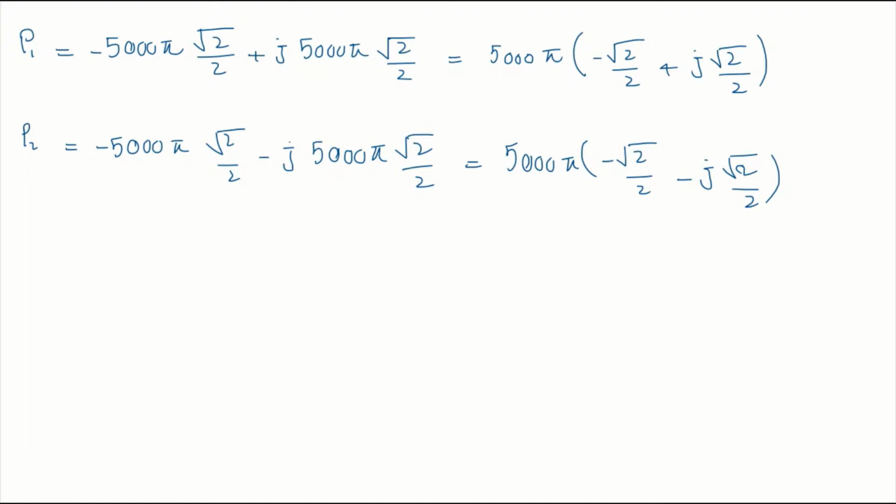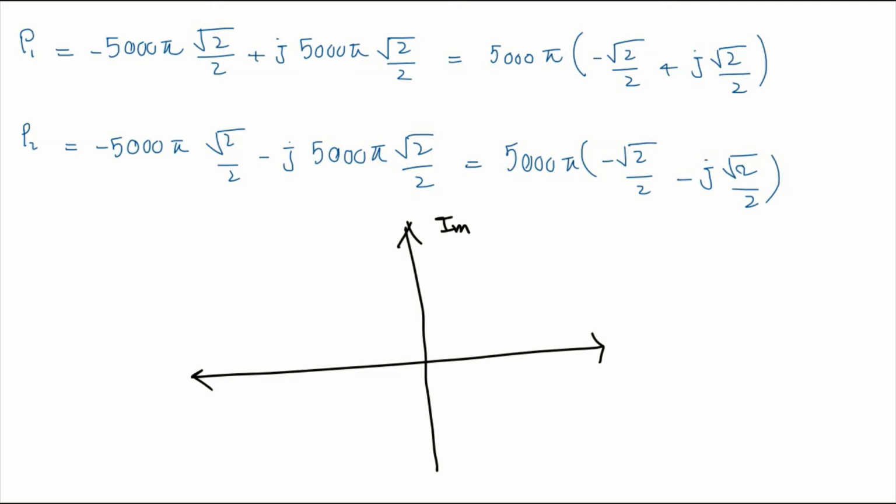And if I want to plot this, these are complex numbers. So we have a system like this here. This axis is for the imaginary part of the complex numbers and the horizontal axis is for the real part. Let me label this by 5000 pi, and label here minus 5000 pi, and the same for the other axis. So let's plot this one in this 2D frame.